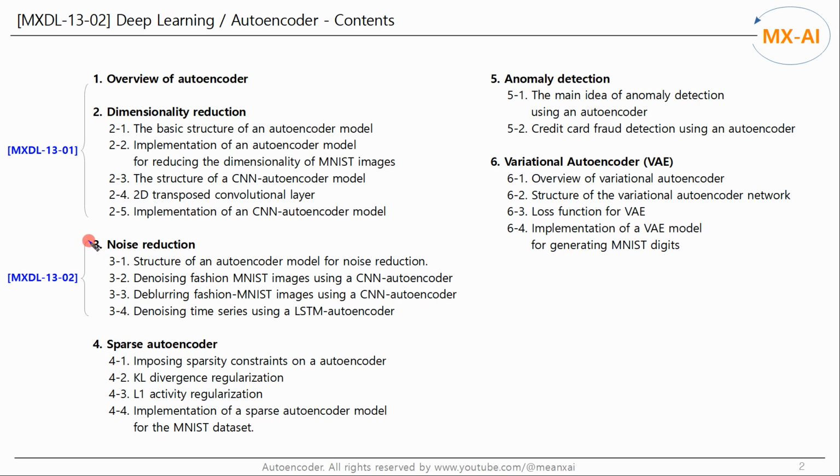So far, we have used autoencoders to remove noise from images and time series. In the next video, we'll look at sparse autoencoders.